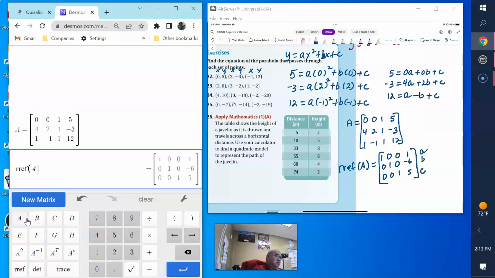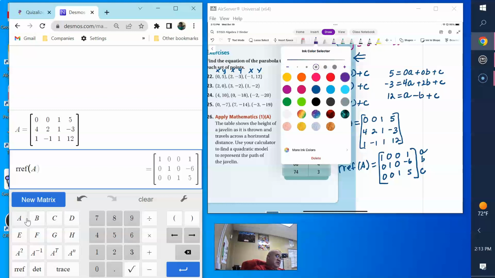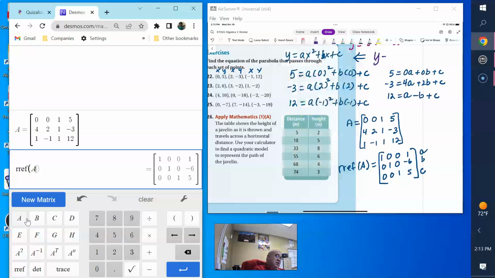So what you're going to do, you're going to go back to our original standard form equation, and all you're going to do is substitute into that equation. So what you have as the final quadratic is y equals, a is 1, so it's going to be x squared. B is -6, so you have -6x. And c is +5.